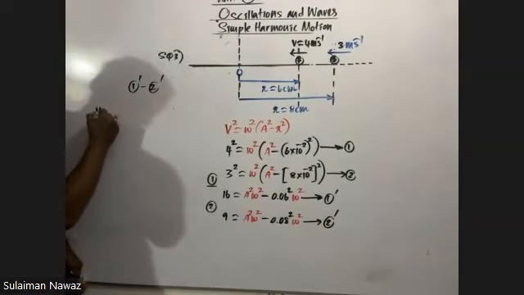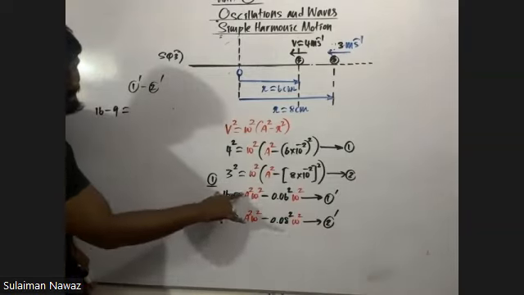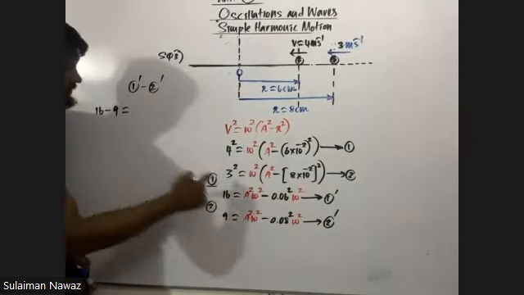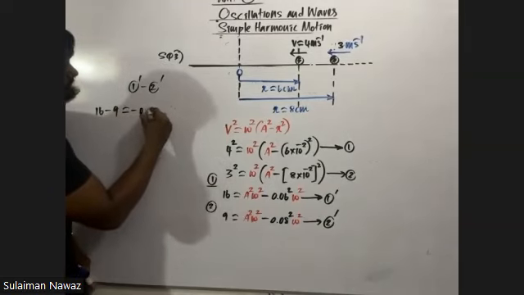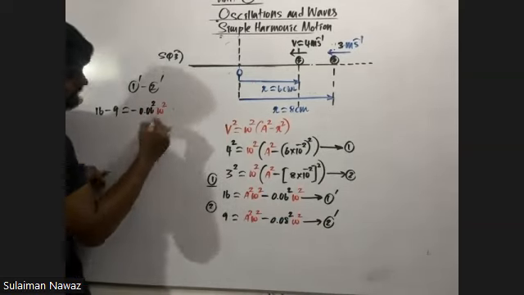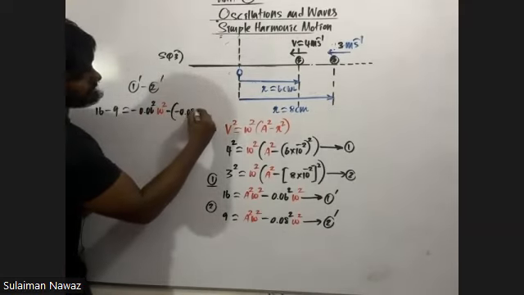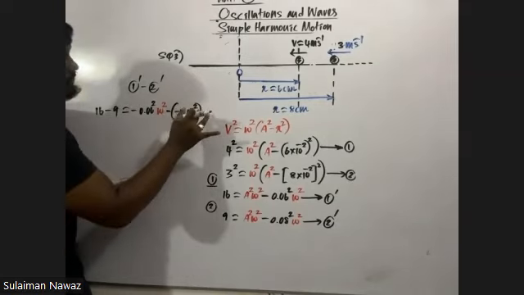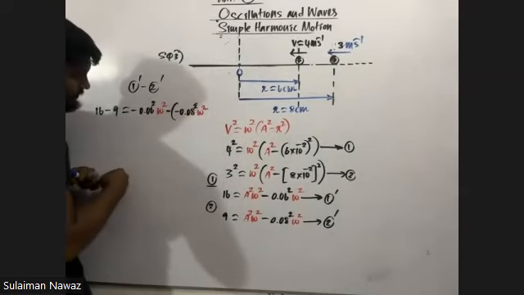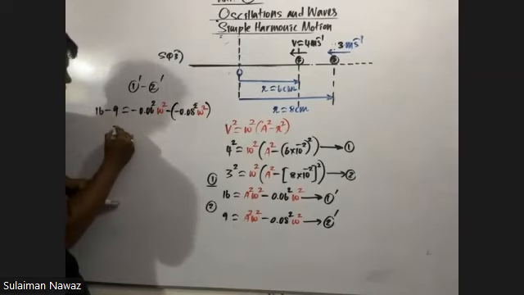16 minus 9 equals A squared omega squared cancel out. Then I am getting minus 0.06 squared omega squared minus 0.08 squared omega squared. If you subtract, you will get something like this. Then 16 minus 9 means here it will be 7.